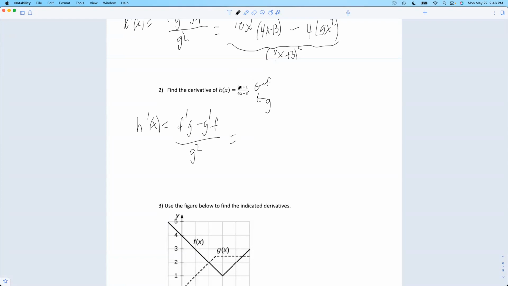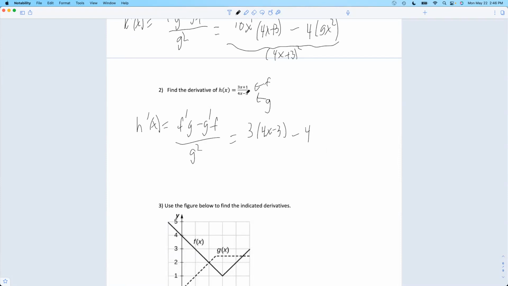So derivative of the top, the derivative of 3x will be 3. Derivative of 1 is 0. Times the bottom. So that's F prime times G. That's all I've written out so far. Minus, that minus just comes along for the ride. The derivative of the bottom. The derivative of 4x is 4. The derivative of negative 3 is 0. So I could put 4 minus 0 in parentheses here, but 4 minus 0 is just 4.